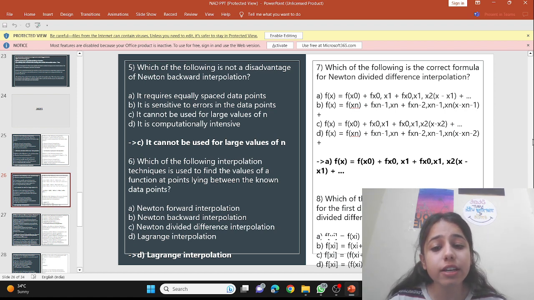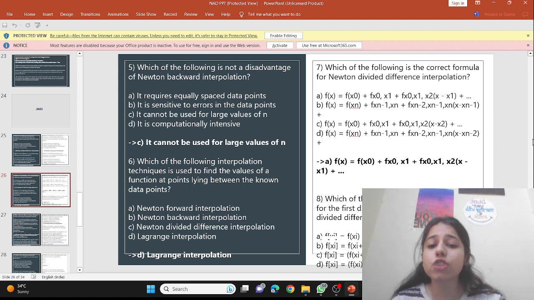it is computationally intensive. So we can see that A, B, and D, which is requires equally spaced data points, it is a disadvantage. It is sensitive to errors in data points, it is also a disadvantage. Computationally intensive, it is also a disadvantage. C, it cannot be used for large values of n. This is the advantage of Newton backward interpolation.